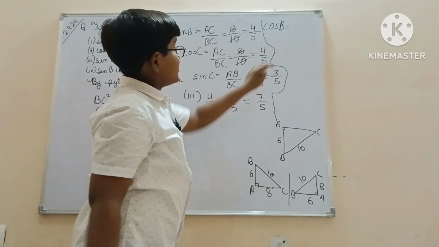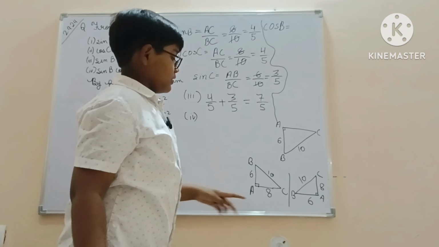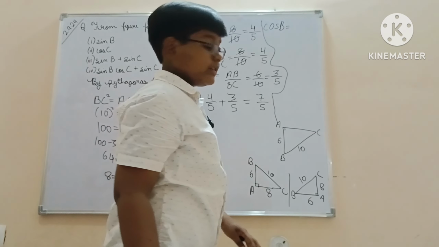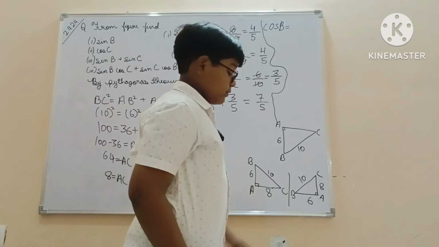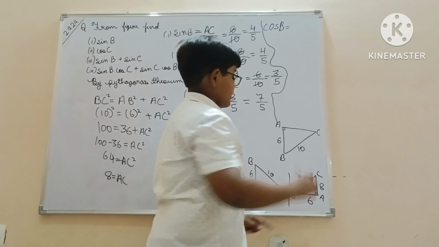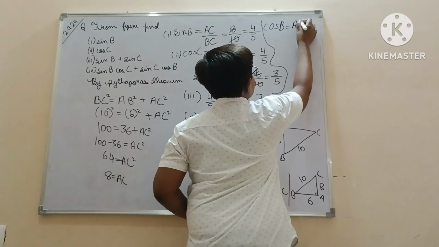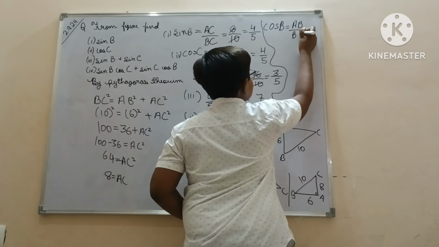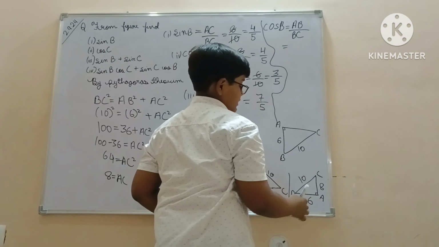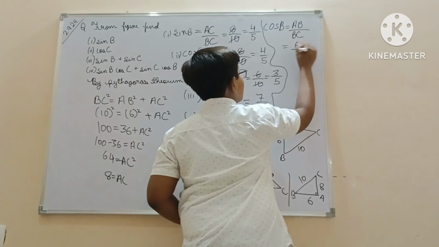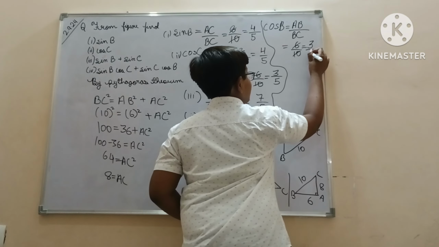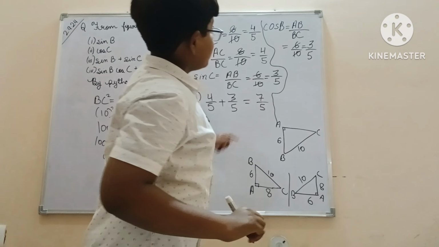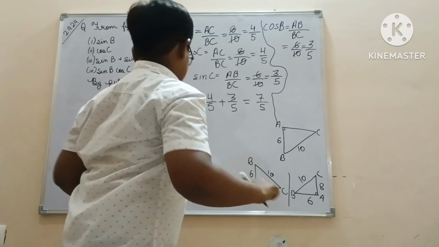As there is b written here, we will consider this triangle, as b is an acute angle in this triangle. So cos b's value will be base divided by hypotenuse. The base of our triangle is AB and the hypotenuse is BC. The value of AB is 6 and the hypotenuse is 10, which will get divided by 2 and we will get 3 by 5. Now we have found the value of cos b.